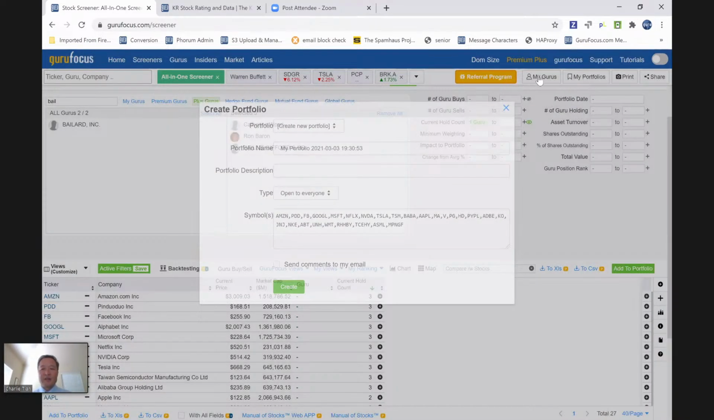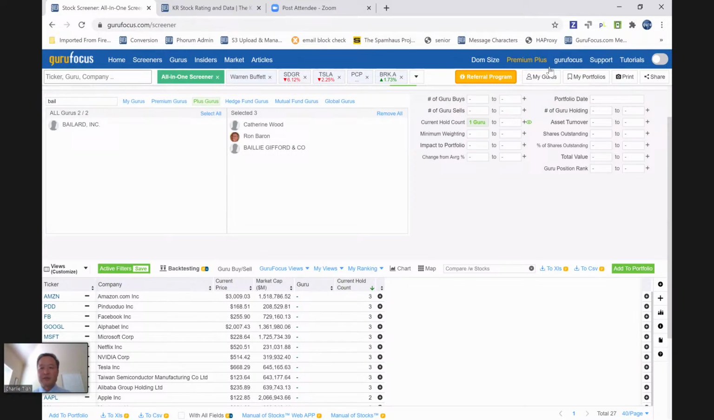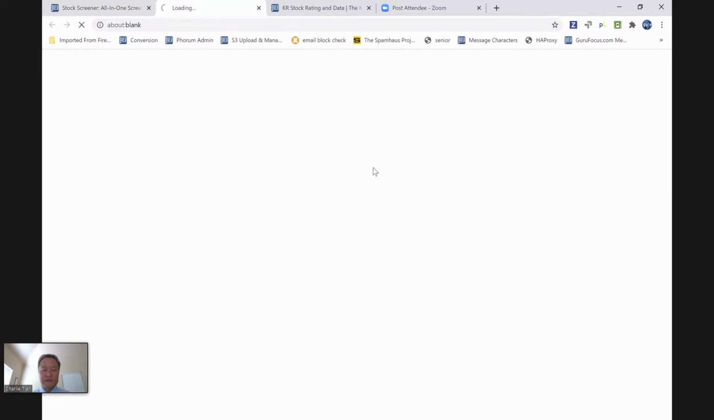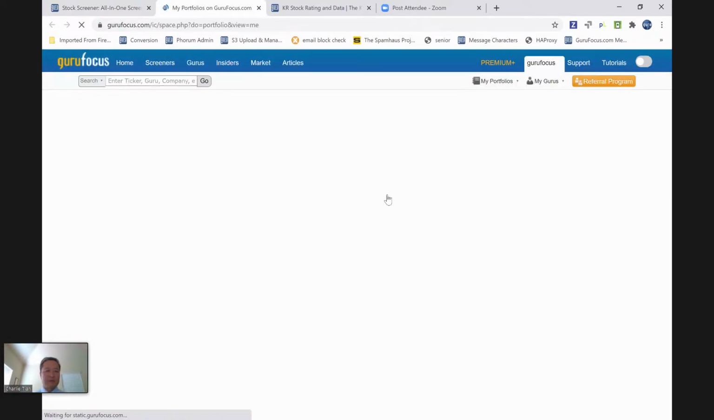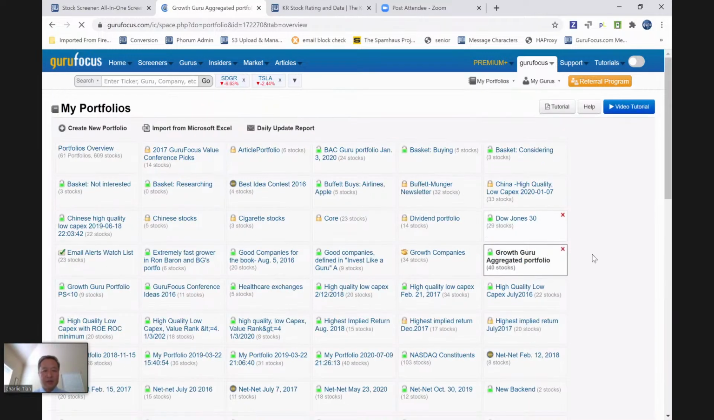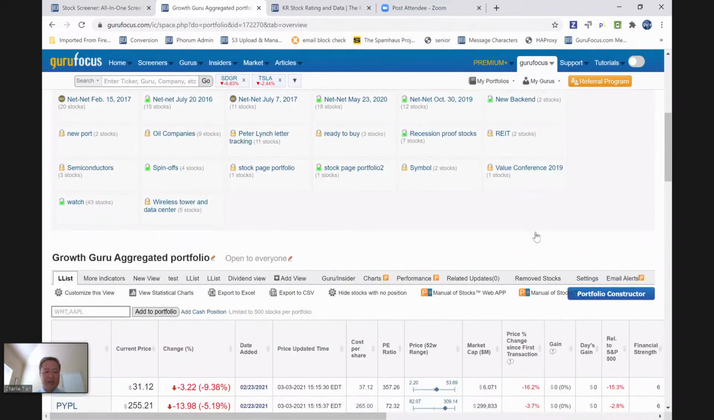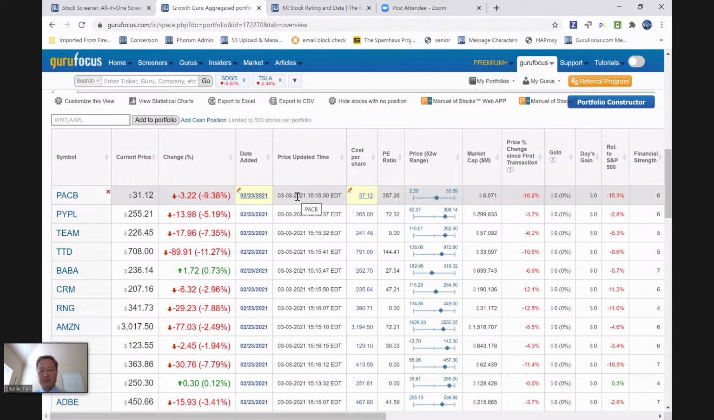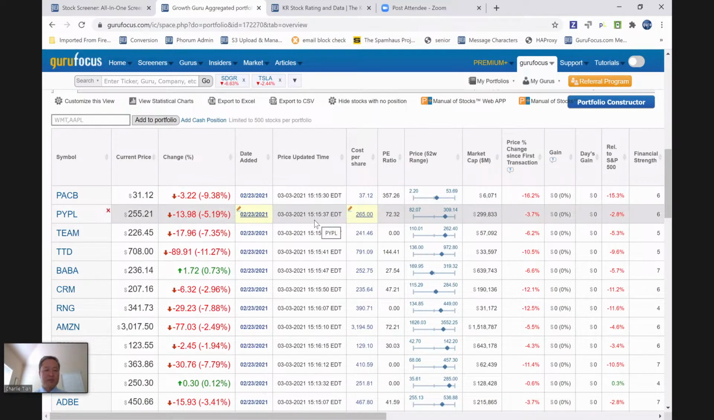I did it, and then I was tracking the performance of this portfolio. I can show you here, which tells you something I think is kind of interesting. The portfolio I created was called Growth Gurus Aggregated Portfolio. It's here, and it's open to everyone. You can check it anytime. It was created on February 23rd of this year, so it was only about 10 days ago, and this is the common holdings of the three growth gurus.